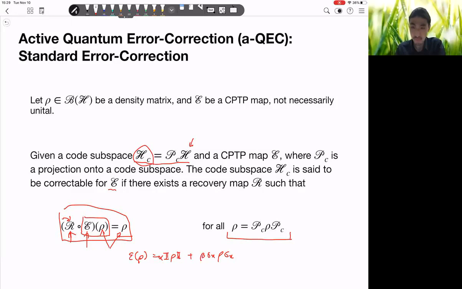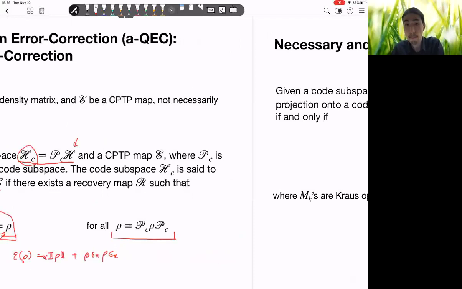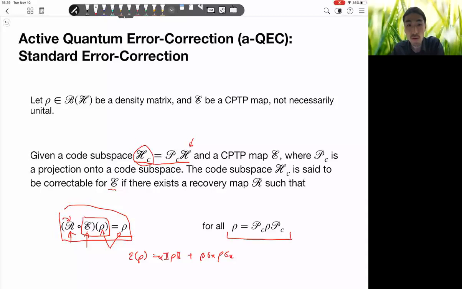So are all these Kraus operators unitary or not? Kraus operators are not necessarily unitary. For example, the Kraus operator corresponding to the first term would be the square root of alpha times the unit operator, which is not unitary. Oh, I see. It will be unitary only for alpha equal to one, in which case it means that there is no error.